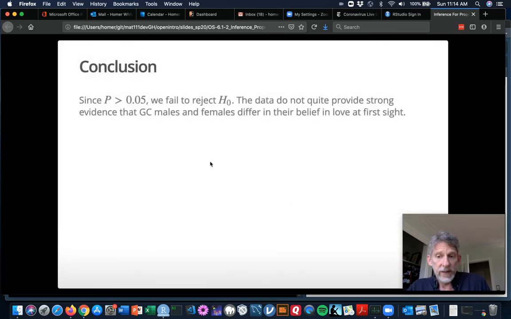But pretending that everything's okay, we just compare it to our standard cutoff alpha of 0.05. It's bigger. 0.084 is bigger than 0.05. So we're going to fail to reject the null hypothesis. This time, the data don't quite provide strong evidence that Georgetown College males and females differ out there in the population in their belief in love at first sight.